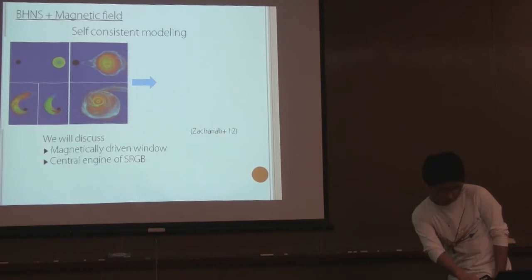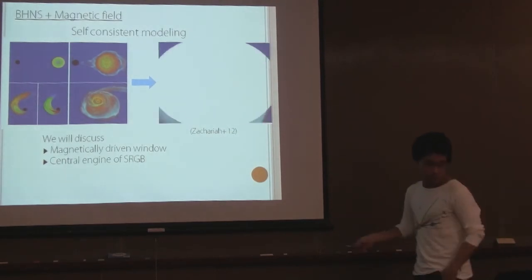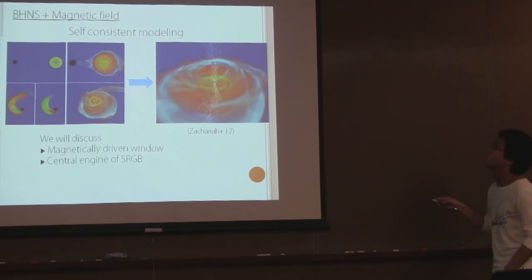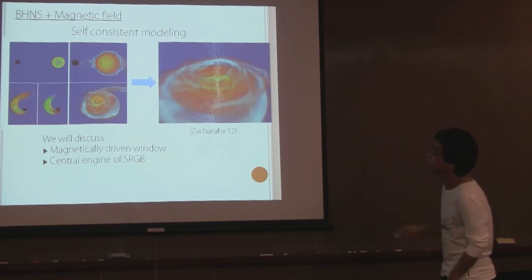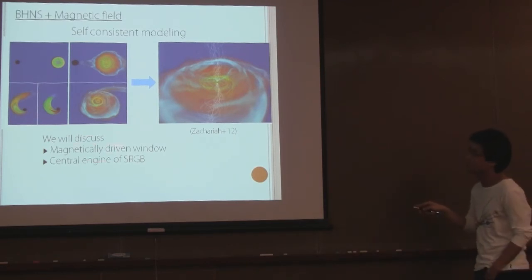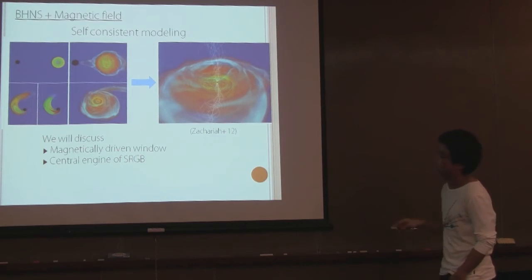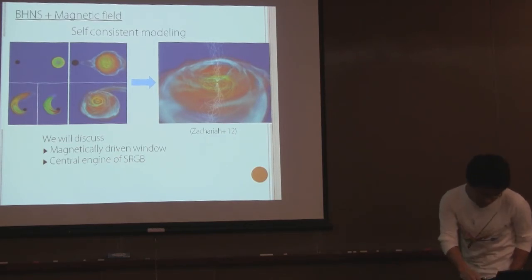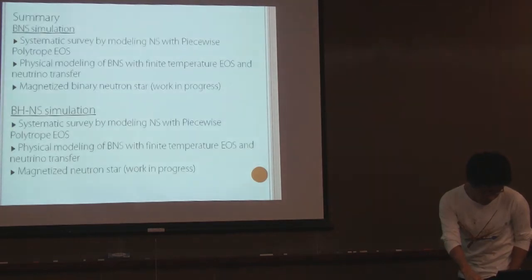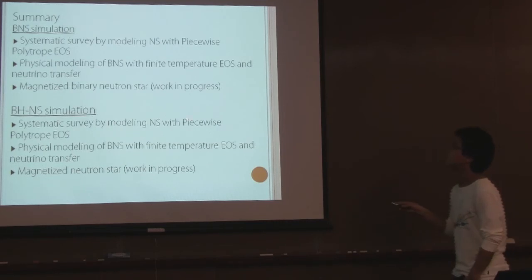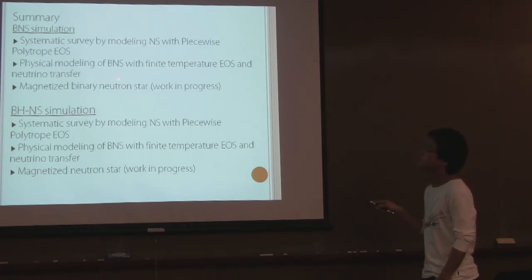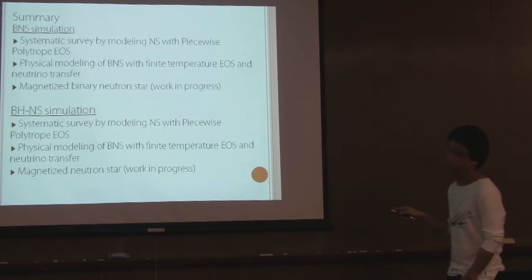So what we have to do in black hole-neutron star mergers with magnetic field is to construct a self-consistent model which bridges this and this. And then we will discuss the magnetically driven wind from the accretion system and discuss the central engine of short GRBs first. Okay. I think I have run out of time. So this is a summary of my talk, and thank you for your attention.